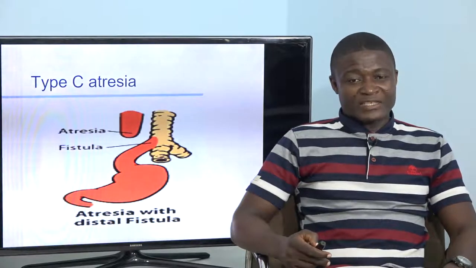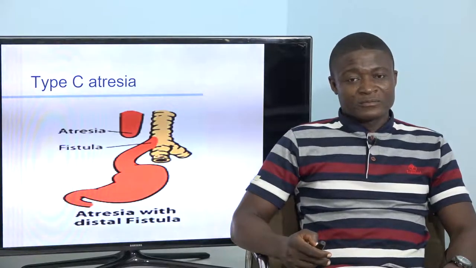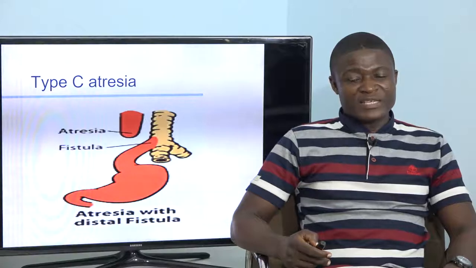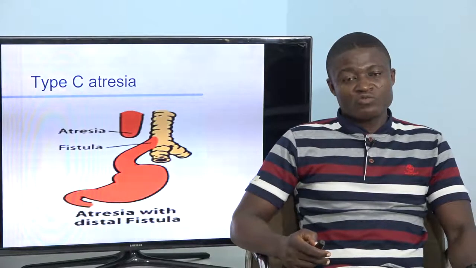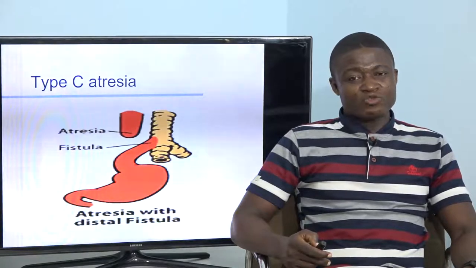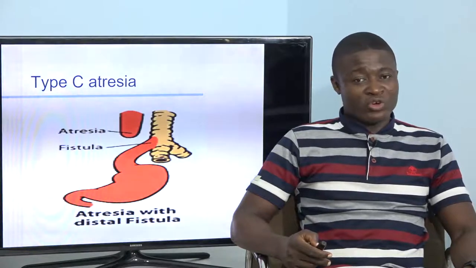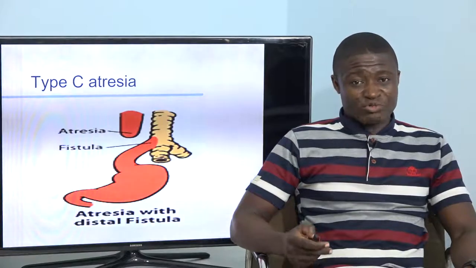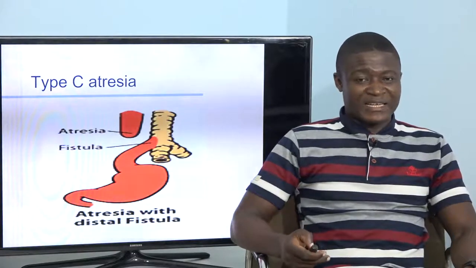So what do you think is likely to happen here? When the person breathes, some air will be entering into the stomach. And then the person eats food through the mouth and the food will not enter into the stomach. That is what will happen in the type C atresia.